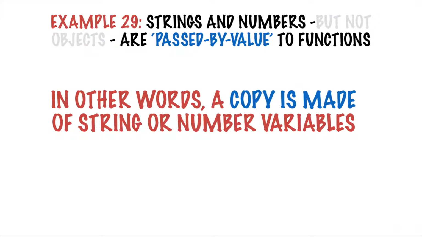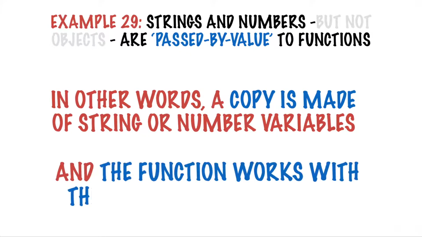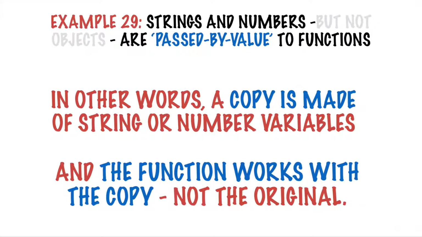When a variable which is an input argument to a function is a string or a number, within the function a copy of that variable is made. A copy of the string or the number is made. The function then works on the copy. It does not work on the original string or number which exists outside the function in what is called the calling code. The function only works on the copy that is made inside the function.